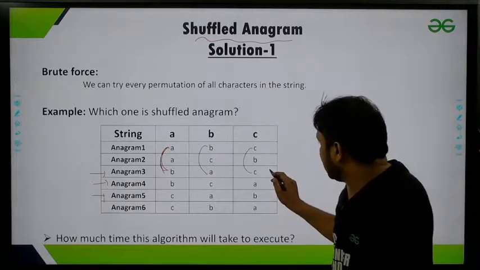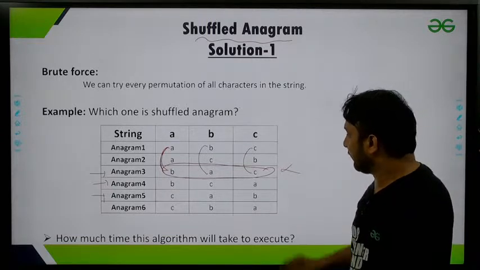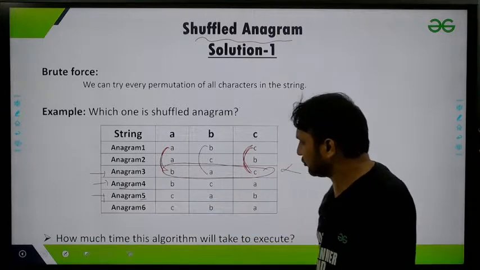So this is not the shuffled anagram. Why? Because C and C are matching. Let me check the 3rd, 4th and 5th also.